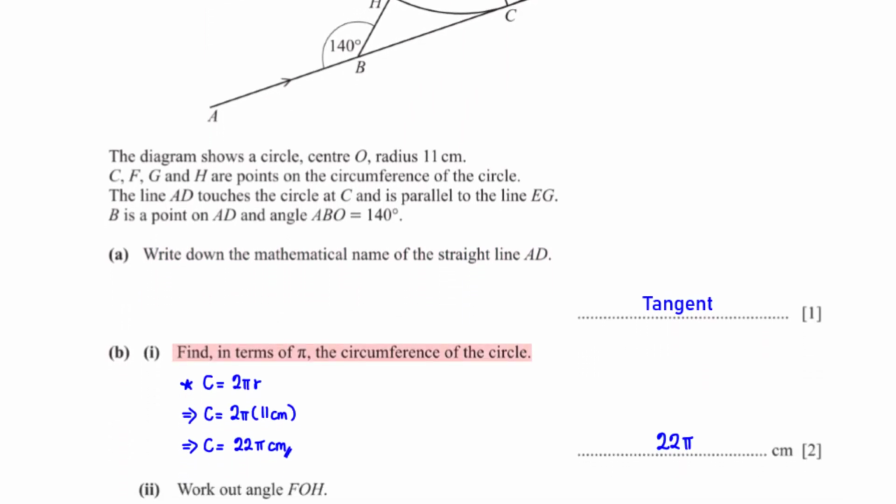Find in terms of pi the circumference of the circle. Here is the formula for the circumference of a circle. The radius r of the circle is 11 centimeters. 2 times 11 is 22, and so the circumference is 22 pi centimeters.